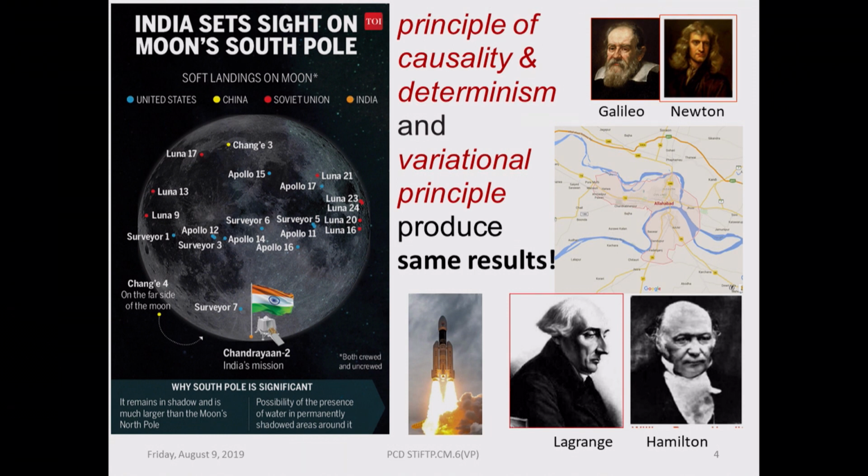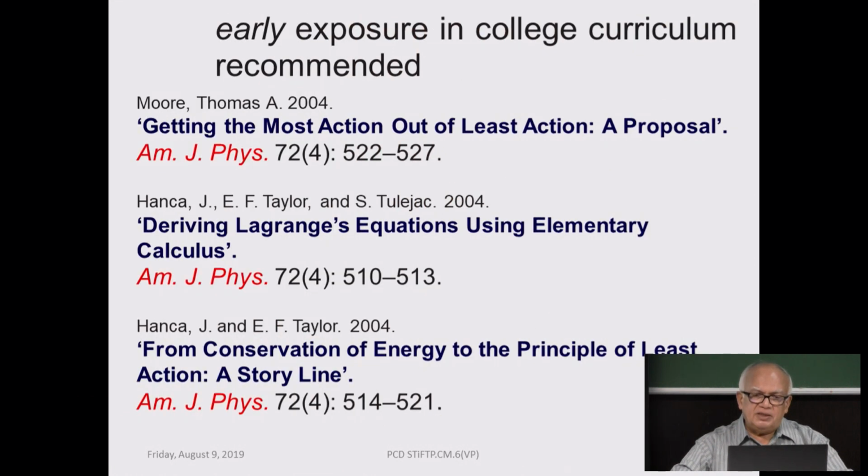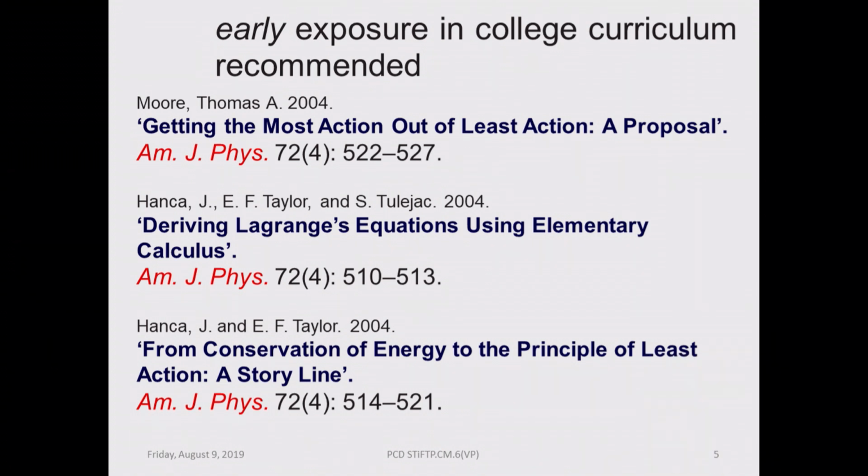Variational principle is an alternative way of providing that description. It is completely equivalent, it produces the same result, but it makes no use of the idea of force. So the principle of causality and determinism is totally abandoned in this approach. And this is really interesting, that you start with something very different, but you get the same result. Okay?